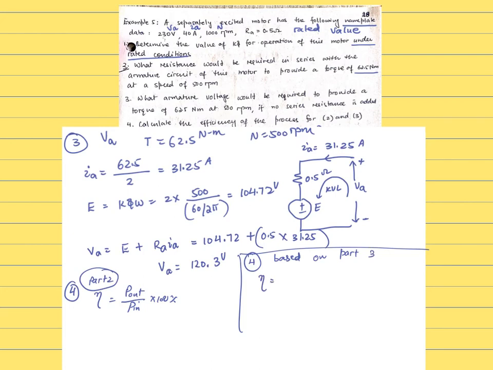So for efficiency, where is the power output? This is a motor, so the rotational losses are not considered in this case because we don't have any way to consider them. So I'm just going to consider the developed torque. I'm going to say T times omega divided by the input power, which is VA IA. So the torque is 62.5, given to us, at a speed of 500 RPM.